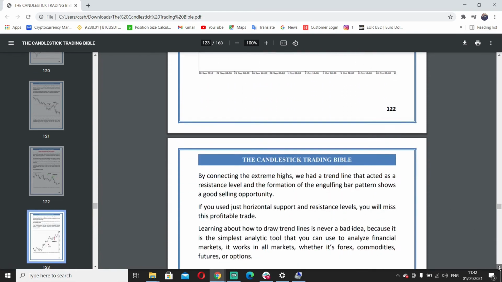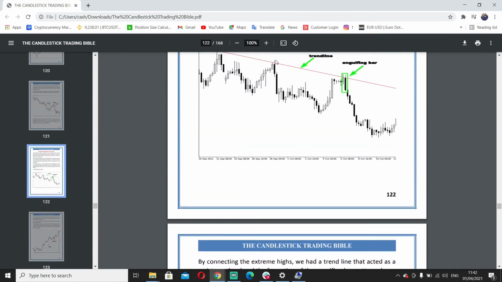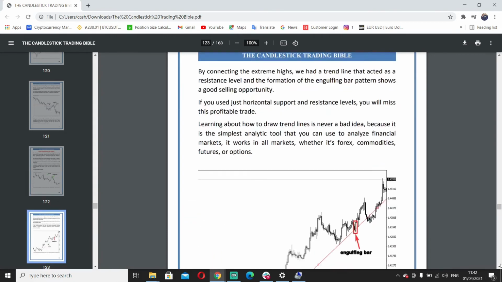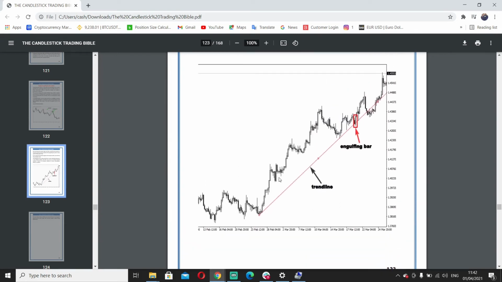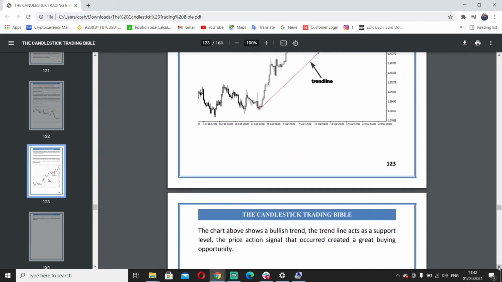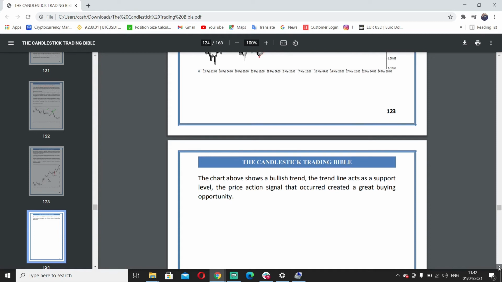So just know that if it's in a downtrend, we are looking for the lower highs to plot our trend line. And if it's in an uptrend, we are looking for the higher lows to plot our trend line. We don't plot them on this side, we plot them on this side. So just remember that, and you will never get stuck with your trend lines. And remember that it's at the extremes of it. So the chart above shows a bullish trend. The trend line acts as a support level, with the price action signal that occurred creating a great buying opportunity.